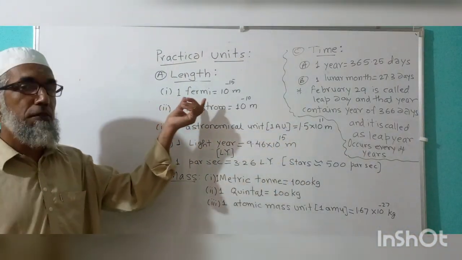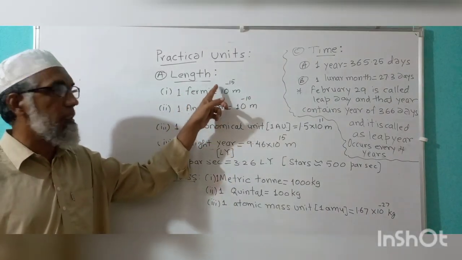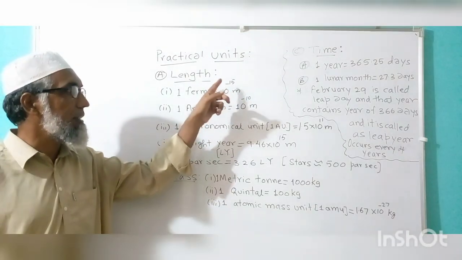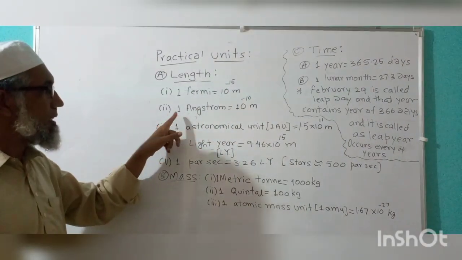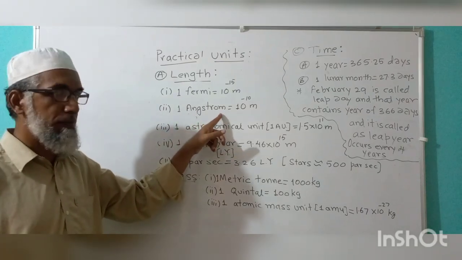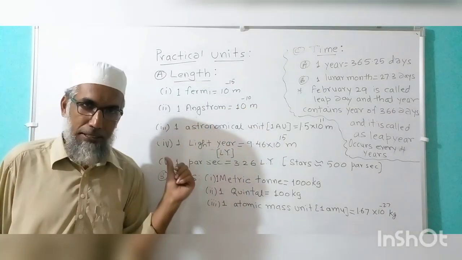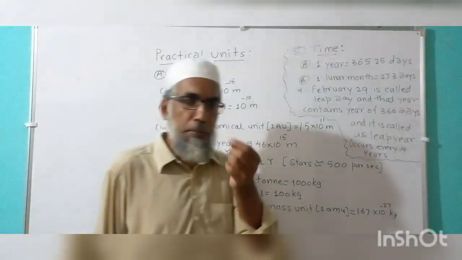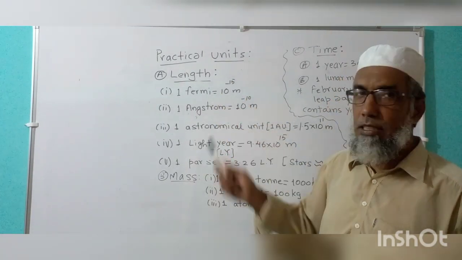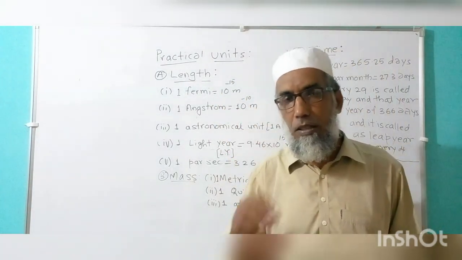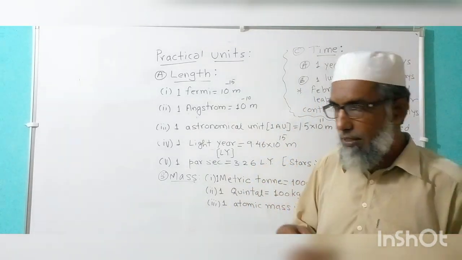Number one is Fermi. So one Fermi is equal to 10 to the power of minus 15 meter. Second one is angstrom. So one angstrom is 10 to the power of minus 10 meter. So Fermi being a very small unit, 10 to the power of minus 15 meter, it is used to measure the atomic distances, atomic size.